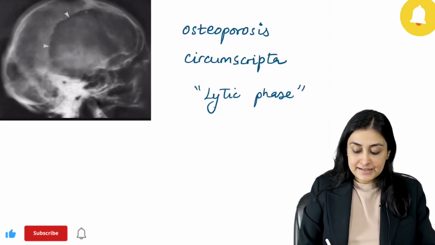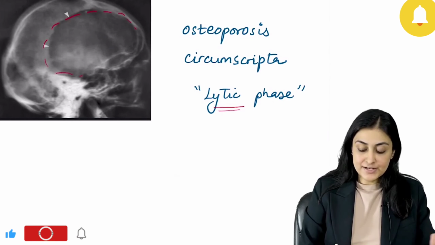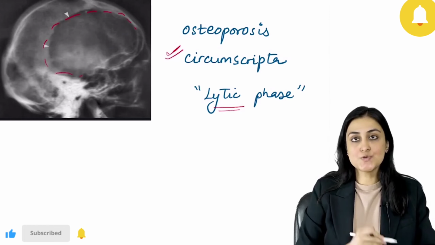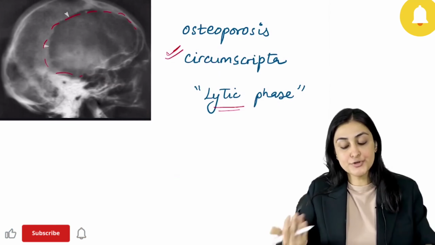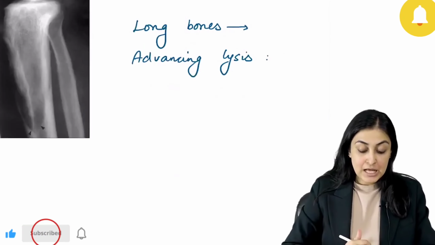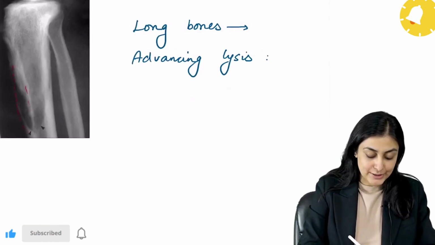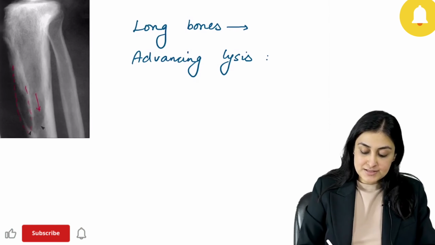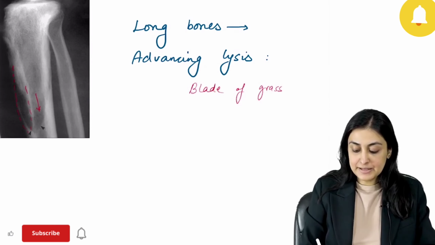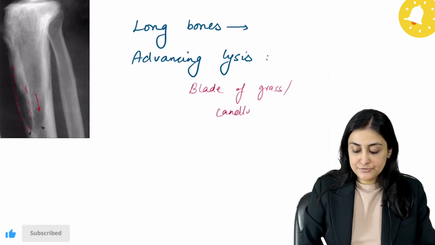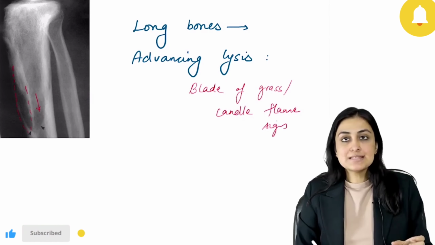Going ahead, in the lytic phase, you would find that there is this large lytic lesion, right? This is referred to as osteoporosis circumscripta, a well-defined circumscribed area of reduced bone density. Further, when we look at the long bones, you would find lysis with an advancing edge, right? This is referred to as a blade of grass or a candle flame appearance. So a blade of grass or candle flame sign is the name given to this advancing lysis in the long bones.